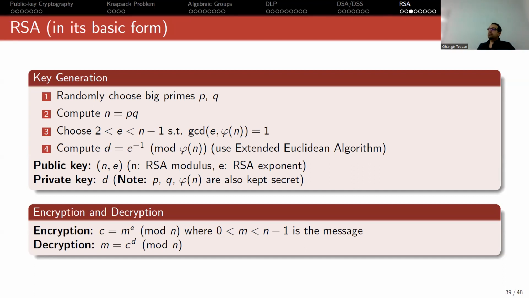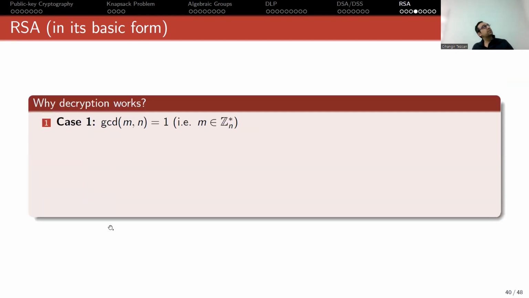So if you have a fast factorization algorithm, since n is the public parameter, the RSA modulus, you can factorize it and capture the secret key. As simple as that. So why does decryption work? Think about the scenario where the greatest common divisor of m and n is 1. So the message you want to send me is relatively prime to n. And this is generally the case, okay?